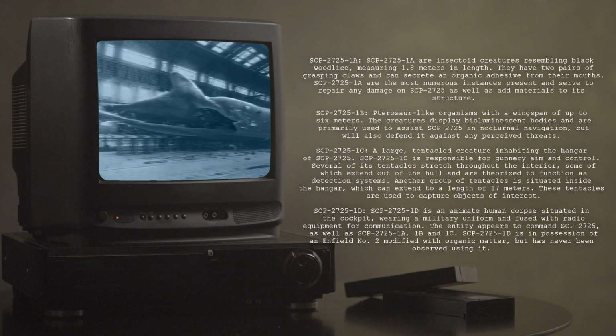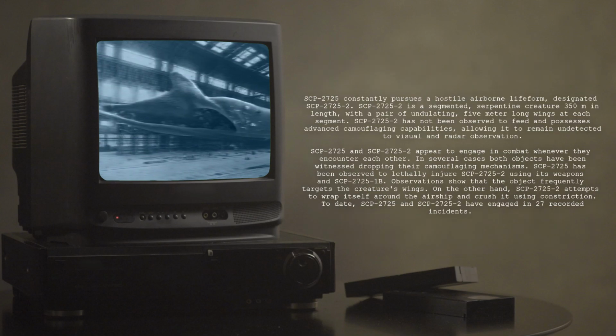1D. SCP-2725-1D is an animate human corpse situated in the cockpit wearing a military uniform and fused with radio equipment for communication. The entity appears to command SCP-2725 as well as 1A, 1B, and 1C. 1D is in possession of an Enfield number 2 modified with organic matter, but has never been observed using it.